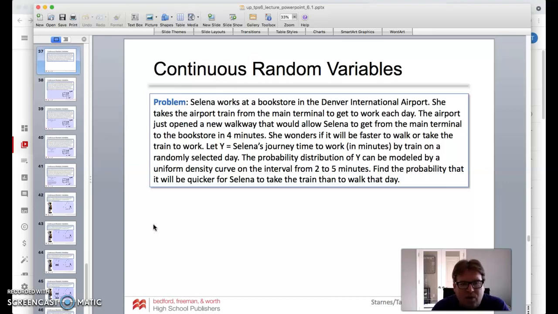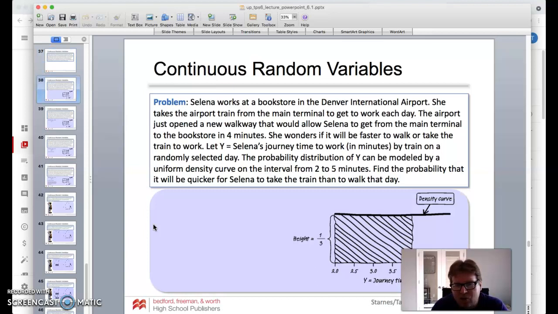So, all right, here we go. Selena works at a bookstore in Denver International Airport. She takes the airport train from the main terminal to get to work each day. Now, the airport just opened a new walkway that would allow Selena to get from the main terminal to the bookstore in 4 minutes. She wonders if it will be faster to walk or take the train to work. Let y be Selena's journey time to work in minutes by train on a randomly selected day. The probability distribution of y can be modeled by a uniform density curve on the interval from 2 to 5 minutes. We want to find the probability that it will be quicker for Selena to take the train.